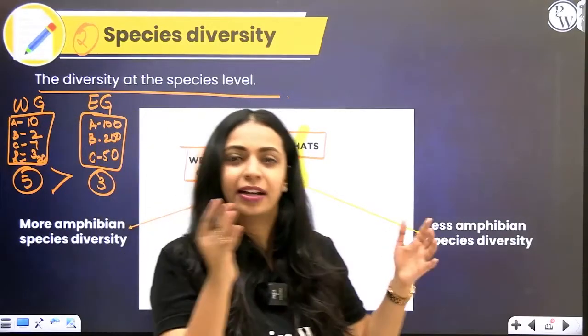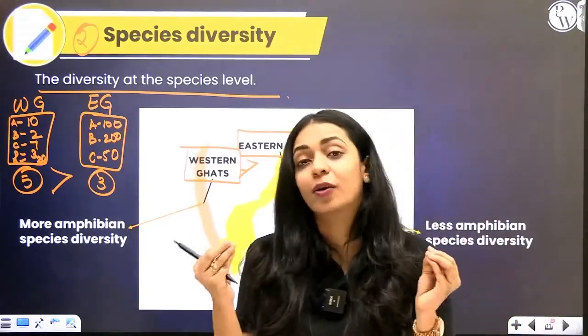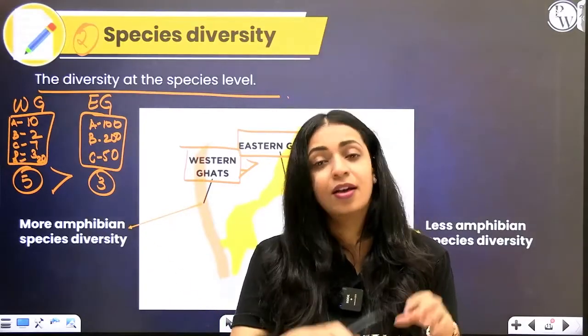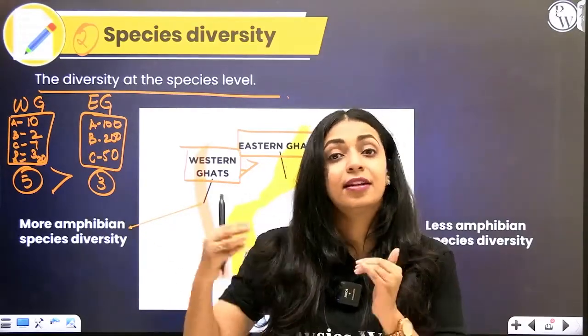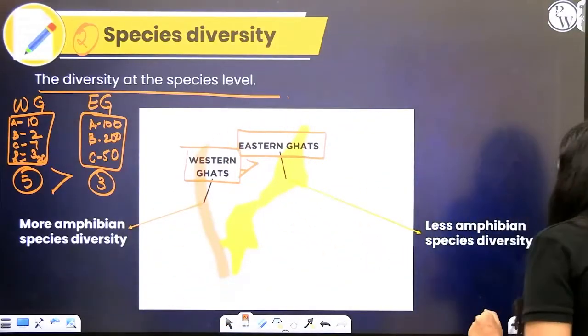Now, I don't mean that in the Eastern Ghats there are more frogs. What I'm trying to tell you is, when we talk about species diversity, we do not consider how many organisms of a species are present there. All we are trying to look at is the number of species that are present there. Alright, so I hope this has given you clarity.